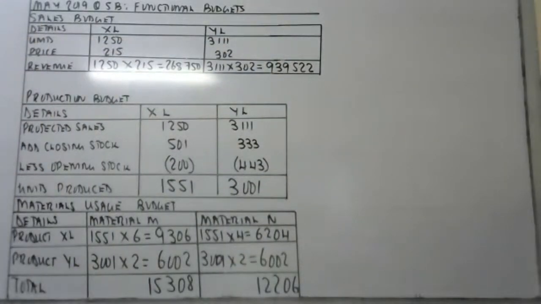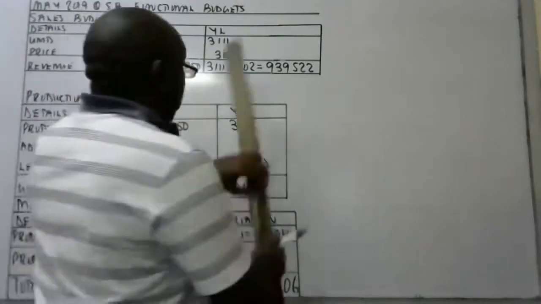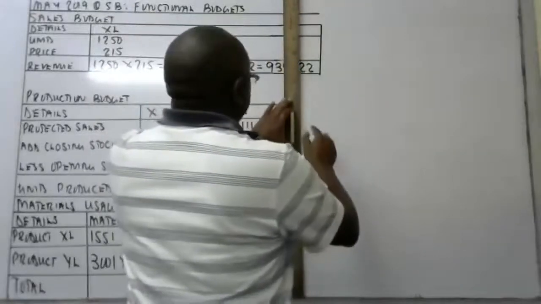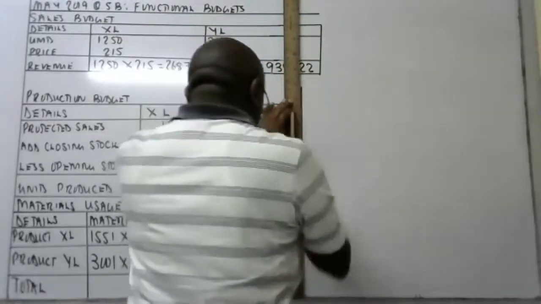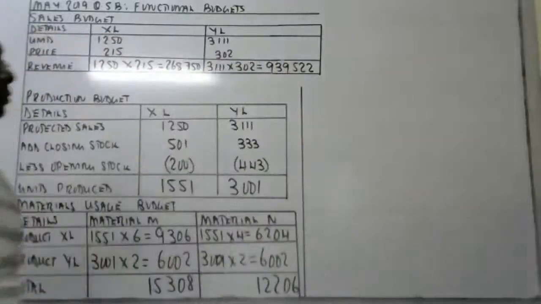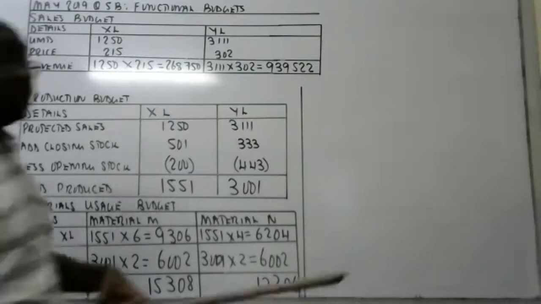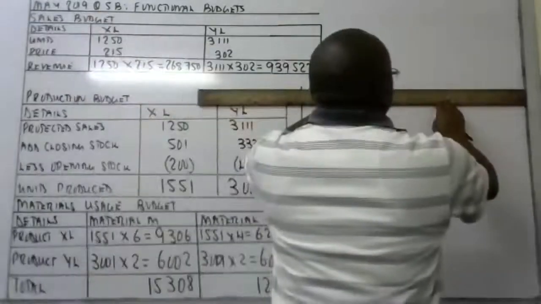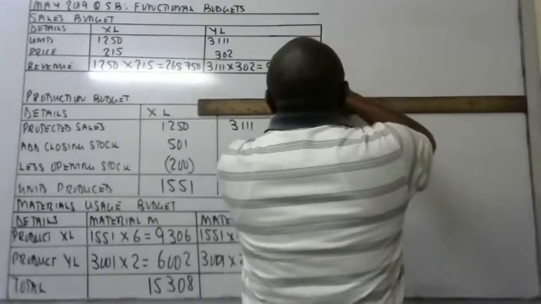So that is the materials usage budget. And the last one is the materials purchase budget.